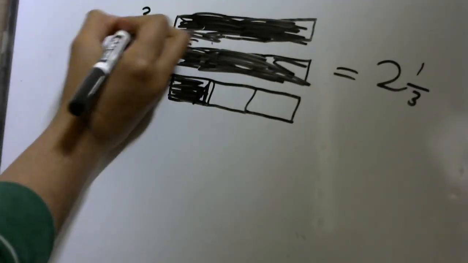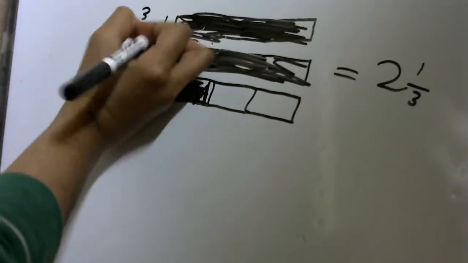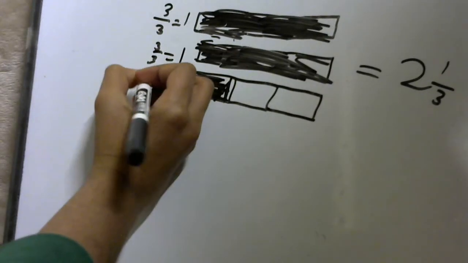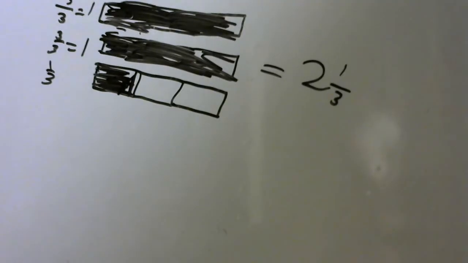So eventually 3 by 3 equals 1. 3 by 3 equals 1. And this is 1 by 3. Two shapes are filled whole, and then 1 by 3 of the last shape is also filled, colored in black. So I will just show you how it looks. It's actually 2 and 1 by 3, this is the answer.